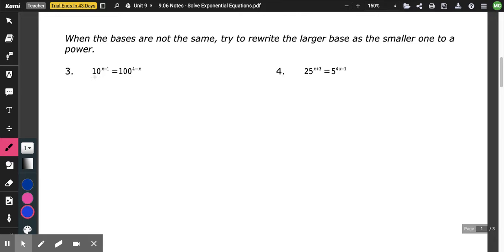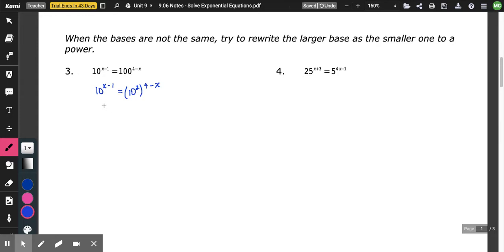So looking at this first one here, our bases right now are 10 and 100. 10 and 100 are related. So the relationship, of course, is that 100 is the same as 10 to the power 2. So what I could do on this one is I could rewrite 100 as 10 to the power 2 because that's equivalent to 100. So I didn't really change anything here.